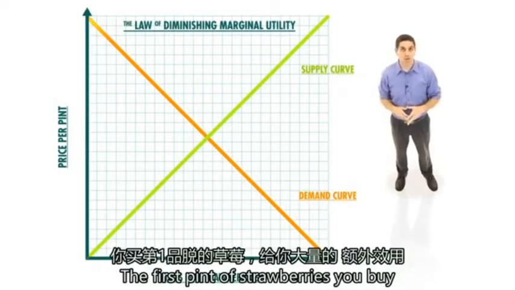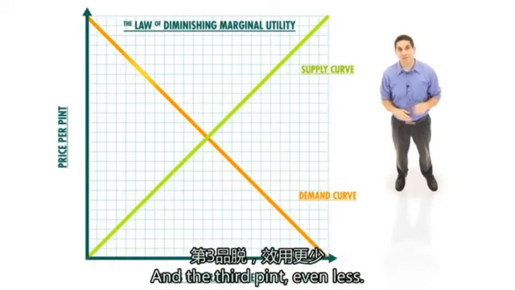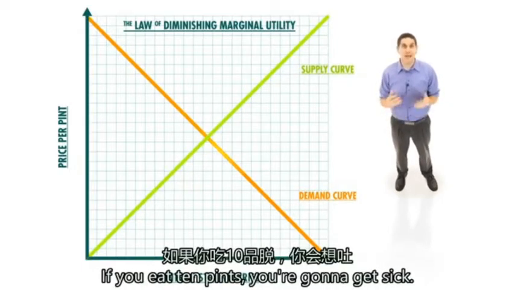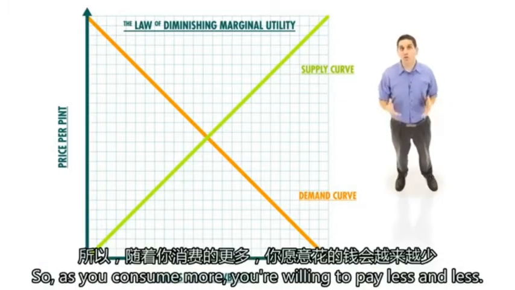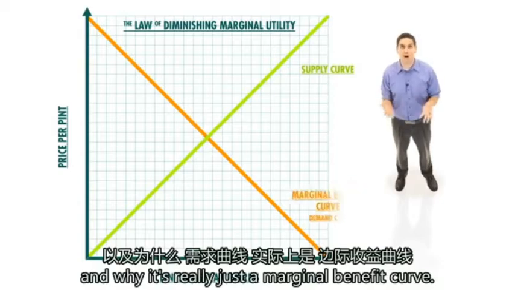The first pint of strawberries you buy gives you a lot of additional utility. The second one, maybe not as much, and the third pint, even less. And if you eat 10 pints, you're going to get sick. So as you consume more, you're willing to pay less and less. This explains why the demand curve is downward sloping and why it's really just a marginal benefit curve.